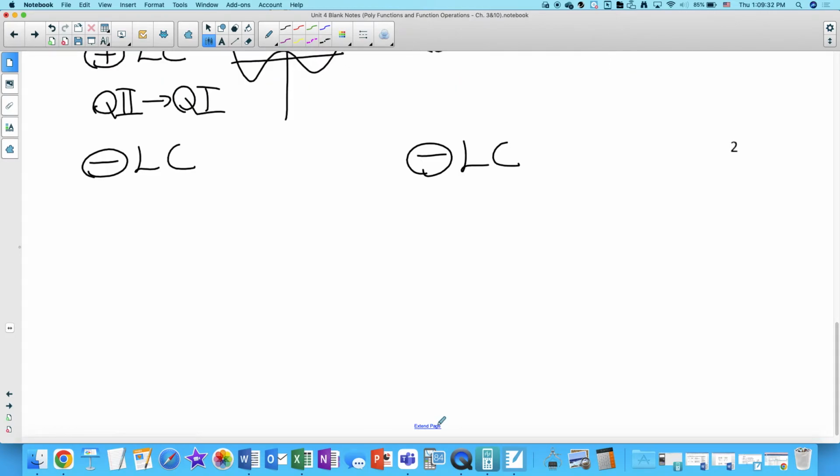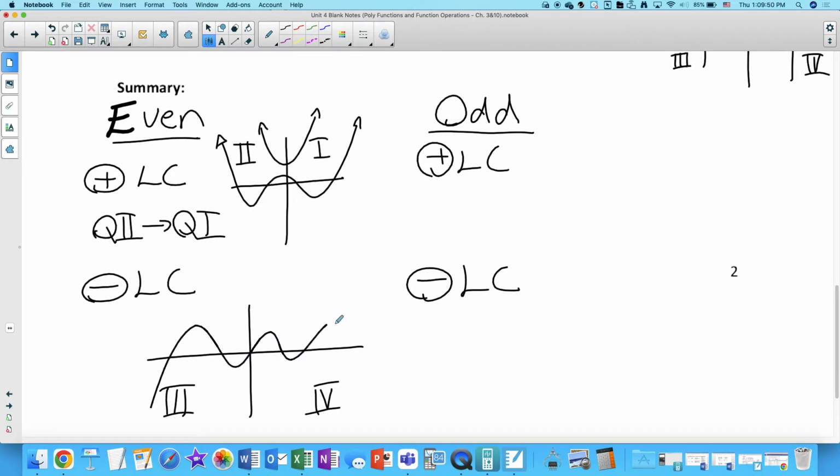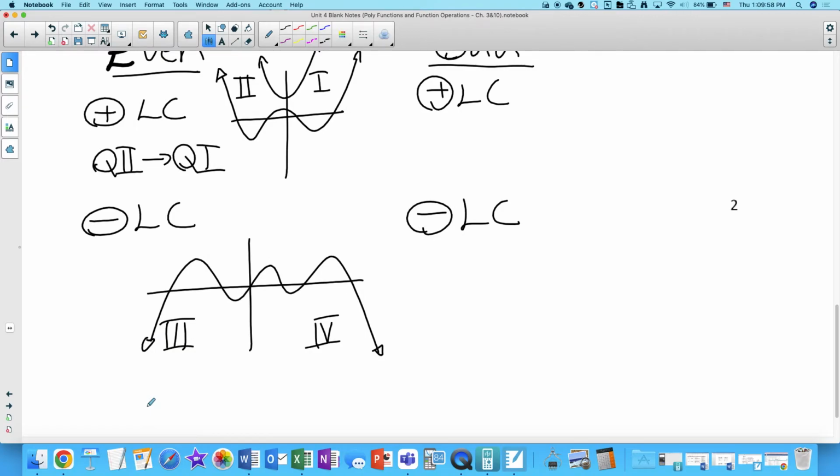Okay. If the leading coefficient is negative, it's going to be reflected down. Okay, so the end behavior will be 3 to 4. So it could even be really hilly in the middle. That's even. Or, I mean, we can just have a quadratic function too. Okay, so this is Q3 to Q4.